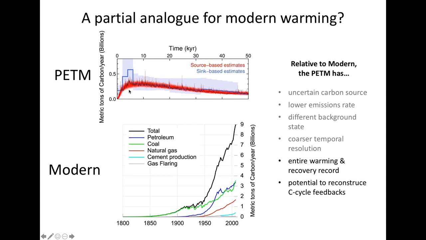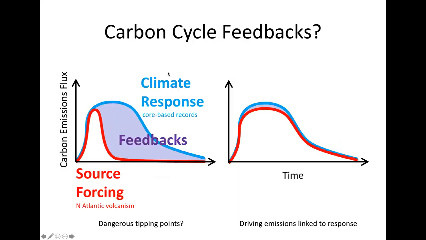And that is really exciting because it gives the potential to reconstruct carbon cycle feedbacks. Because if you've got two separate records of flux, one of them from a sedimentary core-based record that's showing the response of the ocean atmosphere system, and one is the source function, for example, from those simulations that I was showing before, then the gap between those is the feedback in the carbon cycle.